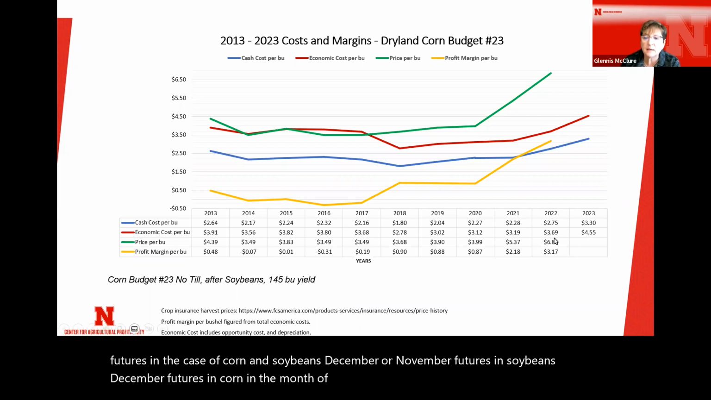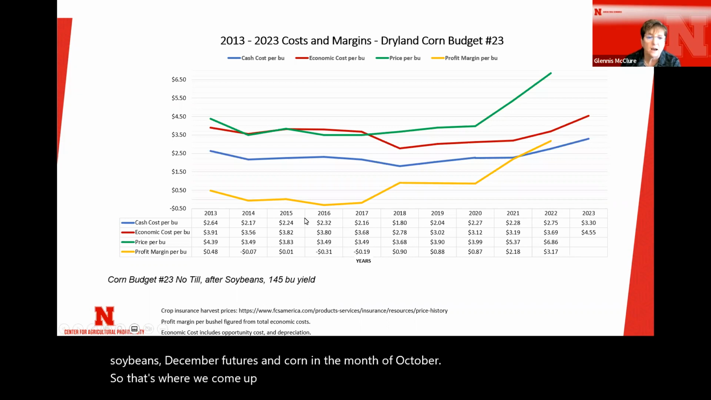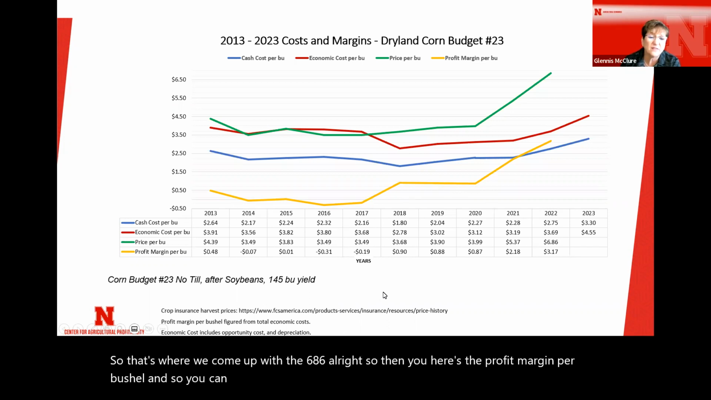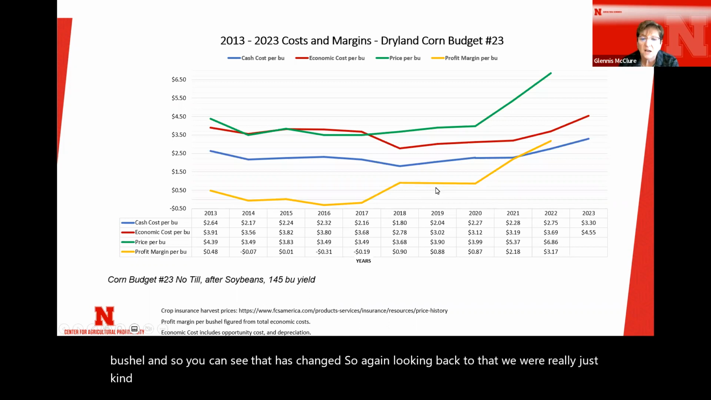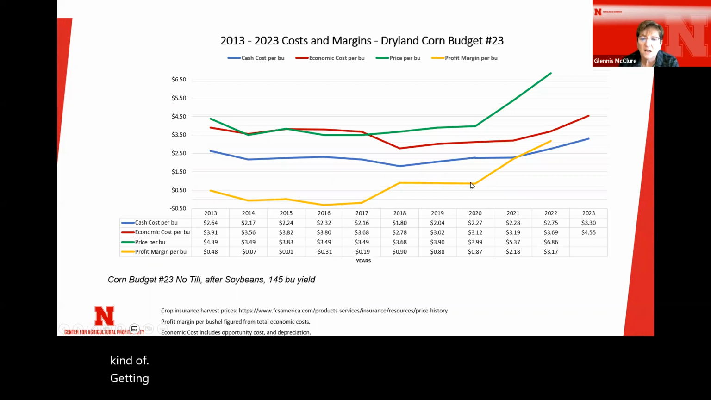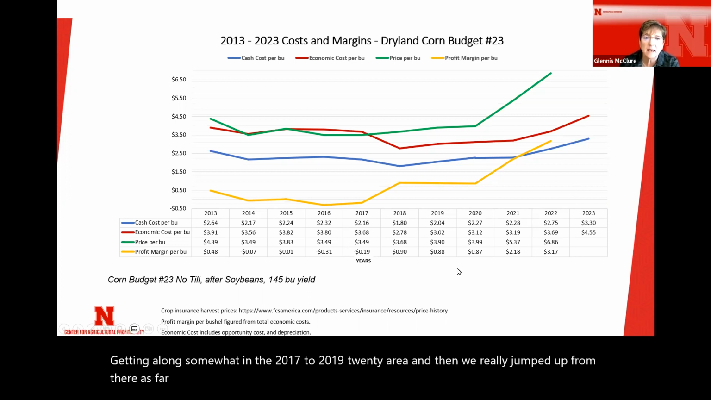Okay, so that's where we come up with the 686. All right, so then here's the profit margin per bushel. And so you can see how that has changed. So again, looking back to that, we were really just kind of getting along somewhat in the 2017 to 2019-20 area. And then we really jumped up from there as far as our profit margins go. And again, this is that budget and that picture of that.